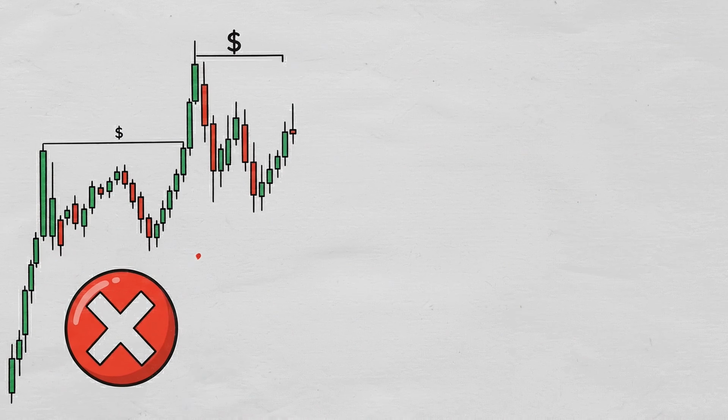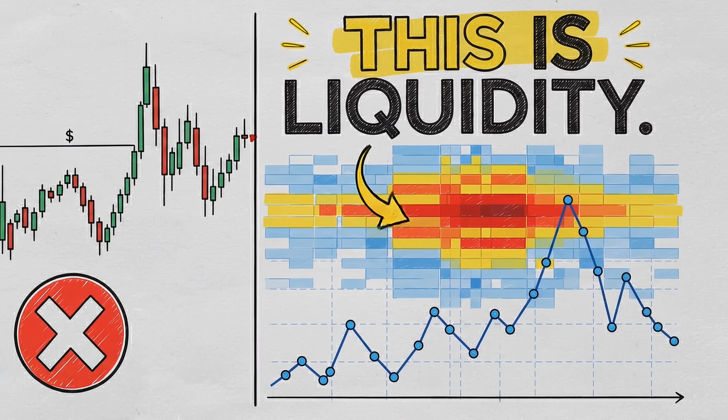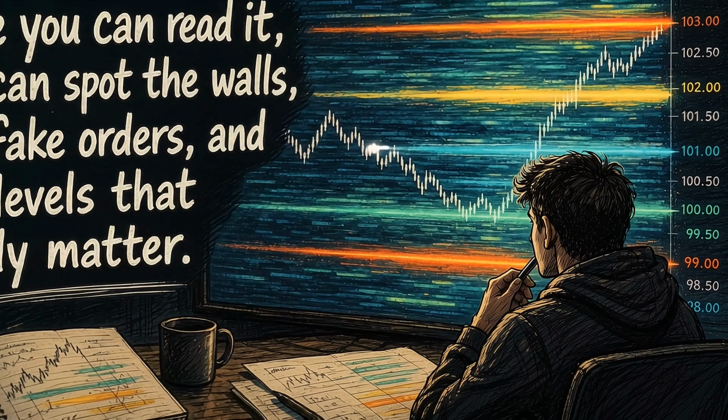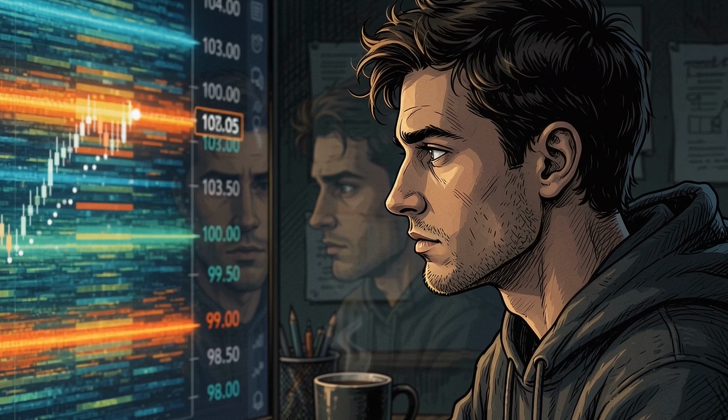Candlesticks show you where price has been. The liquidity heat map shows you where orders are actually waiting. Once you can read it, you can spot the walls, the fake orders, and the levels that actually matter.